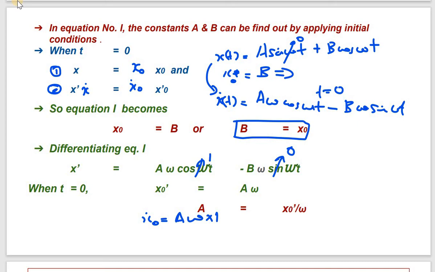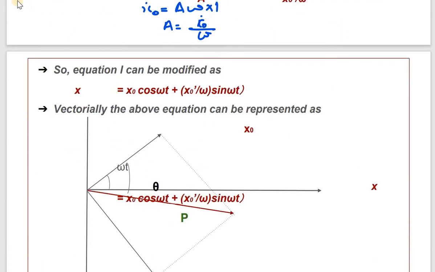This will be 1 at t is equal to 0. So a is equal to x dot by omega. So from this equation I have obtained b is equal to x0 and a is equal to x dot by omega. That is, I can arrange it like this: x is equal to x0 cos omega t plus x dot by omega. This is b and this is a.